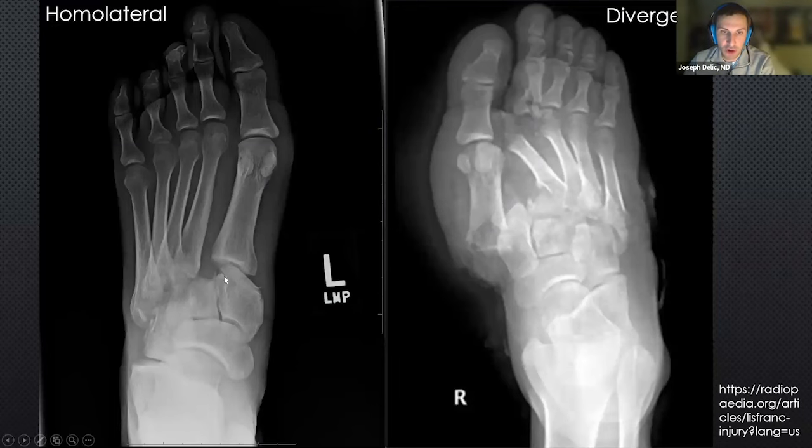So remember, homolateral with all of the metatarsals moving in the same direction. So 1 through 5 here, all moving laterally. And divergent, the first metatarsal moving medially with the second through fifth metatarsal moving laterally. So again, three do not miss: scaphoid, femoral neck, and Lisfranc injuries.